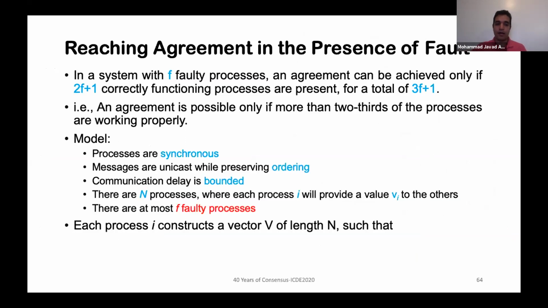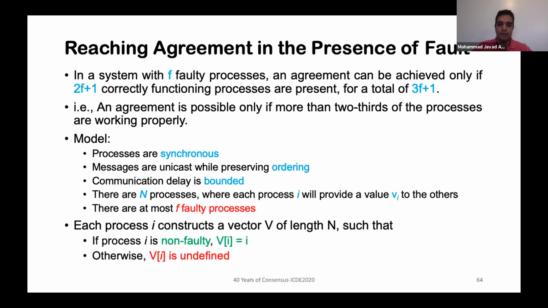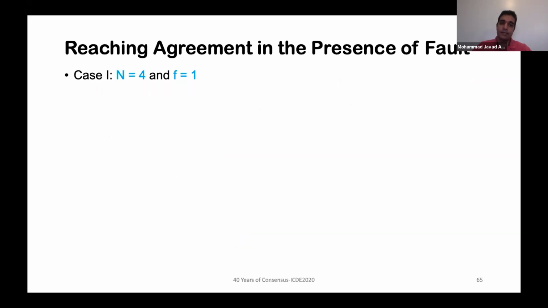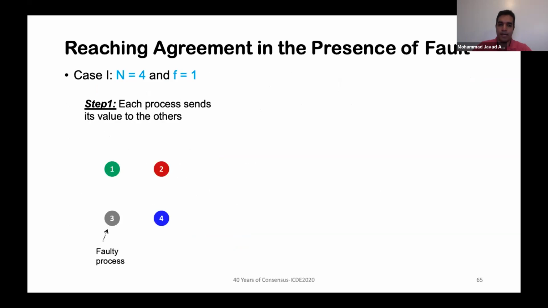And the idea is we have a set of processes, and each process i is going to construct a vector of length n, where n is the number of processes. If a process is non-faulty, V of i is i. If process number 2, the second element V of 2 is 2, otherwise it's undefined. So how to construct this vector? Let's assume there are 4 nodes and F is 1.